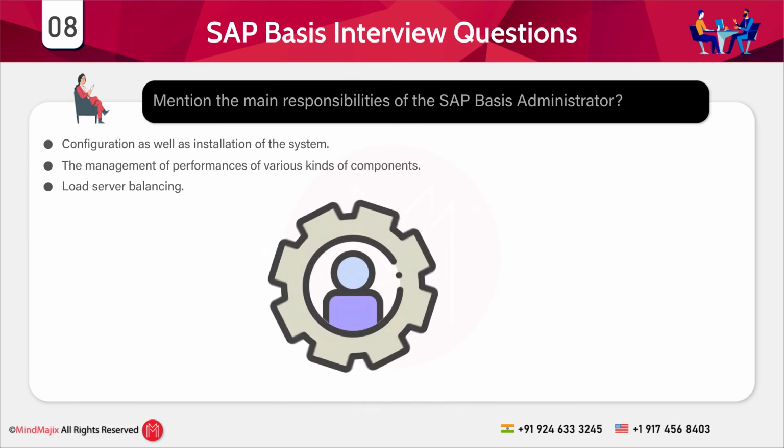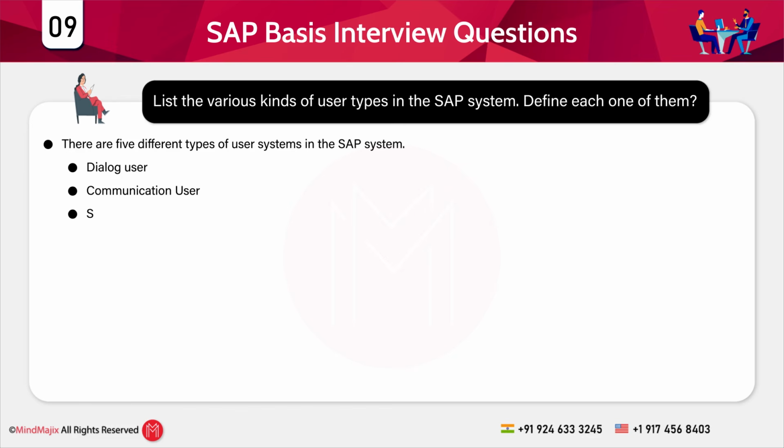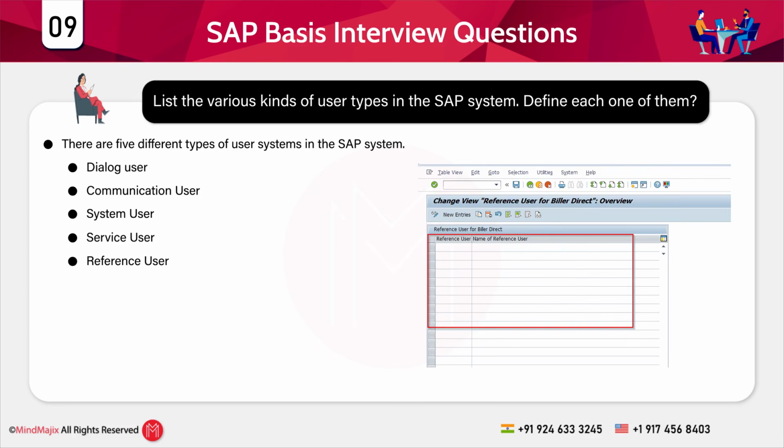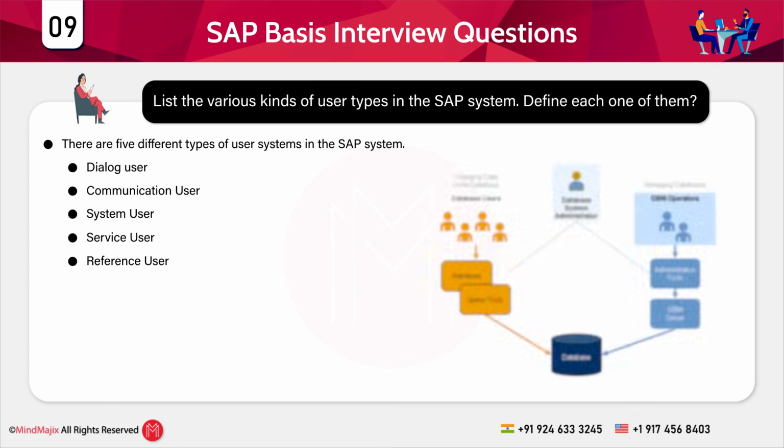services provided by them. The next question is, list the various kinds of user types in the SAP system and define each of them. So guys, there are basically 5 different types of user systems which are present in SAP. And these are, as you can see on the screen, dialog user, communication user, system user, service user, and reference user. So if you talk about dialog user, so this user is mainly used for accessing the interactive systems from GUI. If you talk about communication user, so this user is used for external RFC calls. The system user is mainly used to help the background processing and intra-system communication.